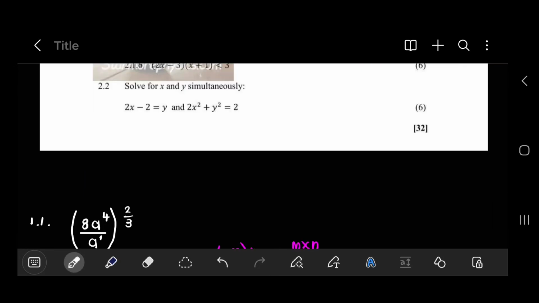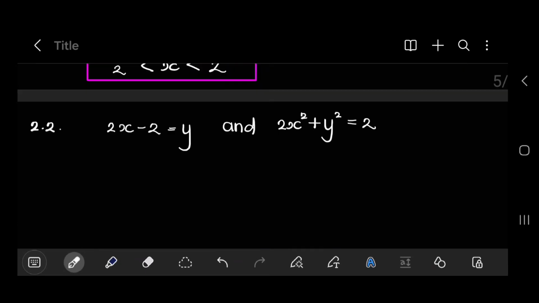Question 2.2 says solve for x and y simultaneously. So we've got 2x minus 2 is equal to y, and our second equation is 2x squared plus y squared is equal to 2. Here's what we're given, and we notice that in the first equation, we already have y as the subject of the formula. So there is absolutely no need to further simplify this first equation. We can use it as is, and we are going to take that value for y and substitute it in the second equation where we have y.